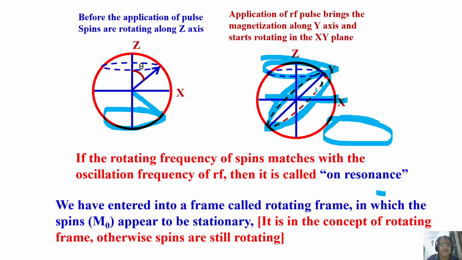For example, see a merry-go-round. If you are standing outside the merry-go-round, you can see the merry-go-round going. But you go yourself into the merry-go-round, you will not see it rotating because you are rotating with it. As far as you are concerned, it is stationary. You don't see the rotation of the merry-go-round. Similar to that, when you are in the rotating frame of reference, you will not see spins rotating. You will see spins are not precessing, they are stationary.